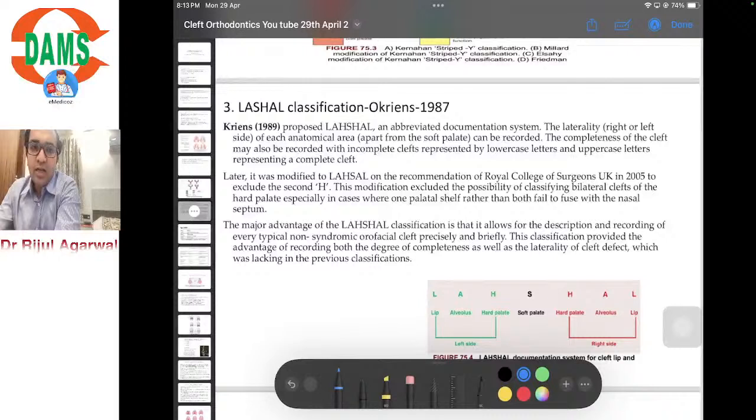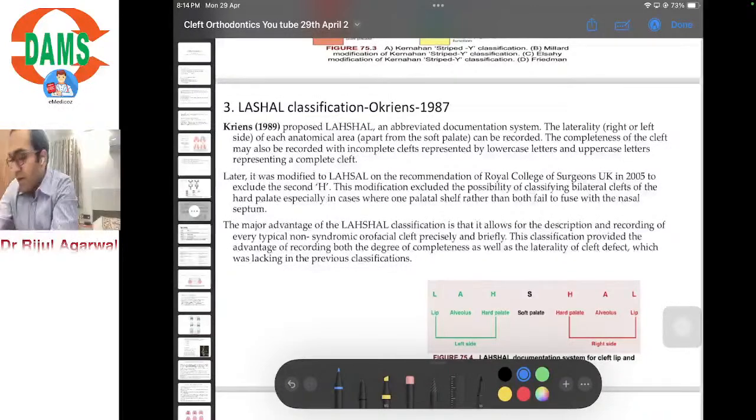Next is the LAHSHAL classification system given by Otten in 1987, the simplest classification system, in which each letter of LAHSHAL is an abbreviation of the part of the mouth involved in the cleft lip and palate. L being the lip, A alveolus, H is the hard palate, S is the soft palate.